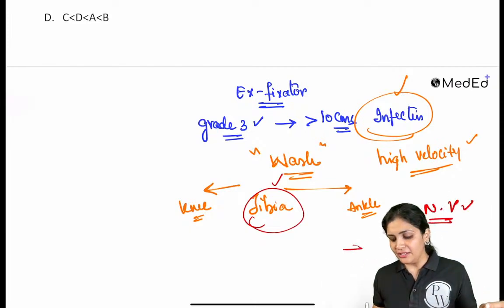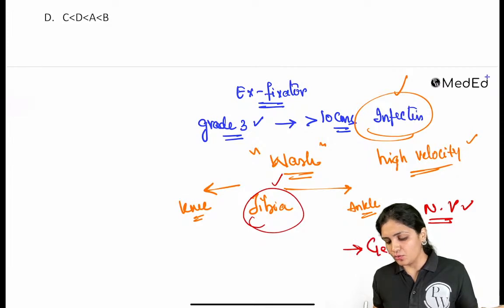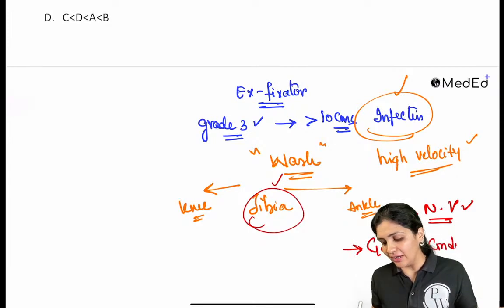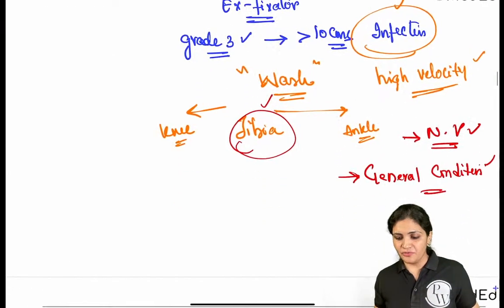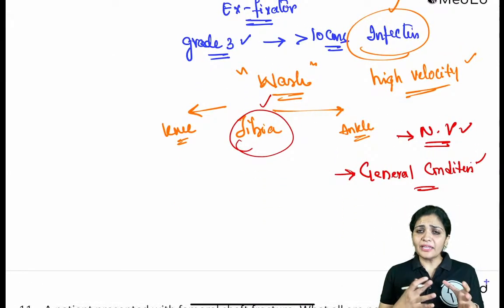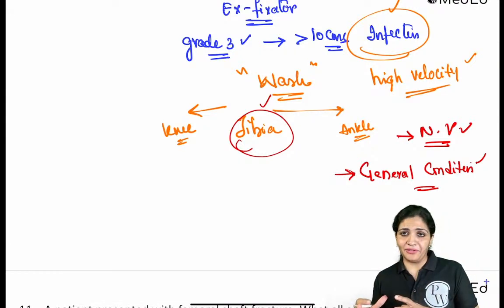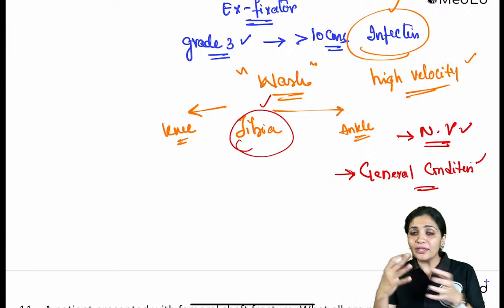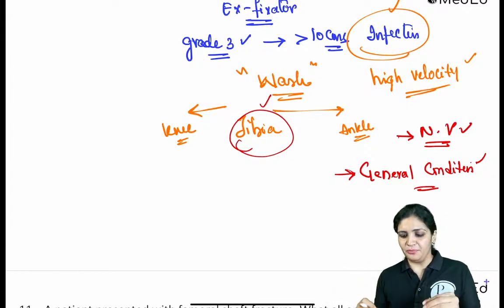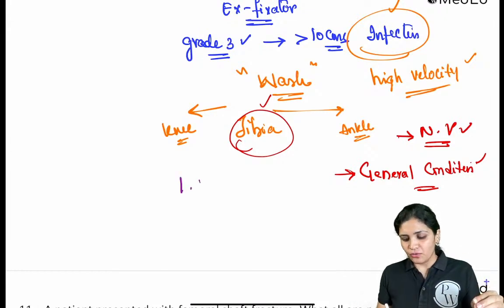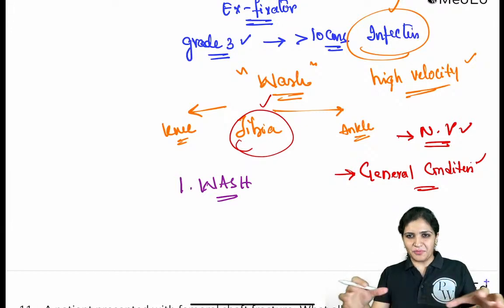First, treat the general condition of the patient. You secure your IV lines and do the cross matching for blood transfusions and all. Now you assess the patient from head to toe. And when you're clear that there is no other injury except the tibia fracture, now you come to proper treatment of this tibia. The first step is wash. So always wash.